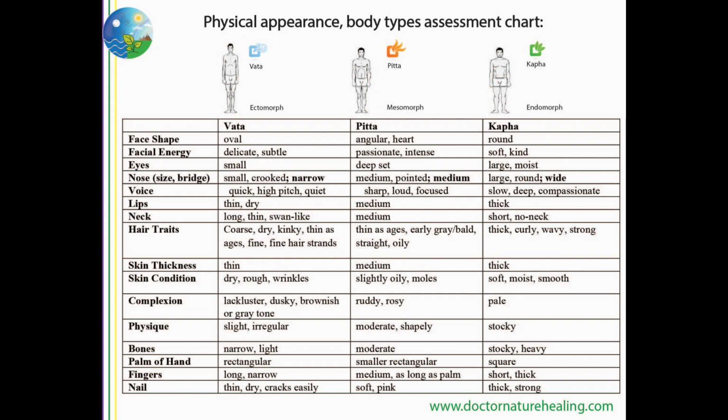The hair traits would be thick, curly, wavy, and very strong. The skin thickness is very thick, soft and moist and smooth, and usually Kapha individuals would show some pale colors. The physique is stocky and heavy. The bones are large and also heavy. The palm of the hand is square and fingers are shorter and thick. And the nails, just as the hair, are thick and strong, which actually shows that their neurological tissue is strong.